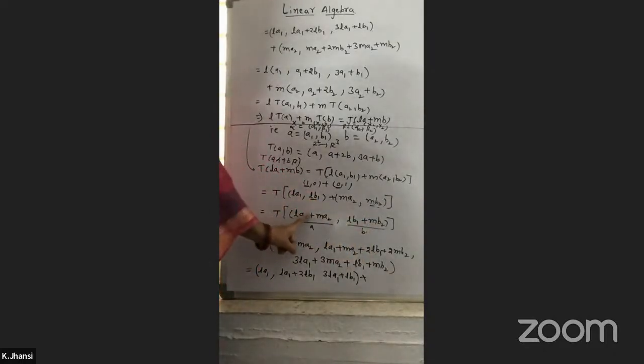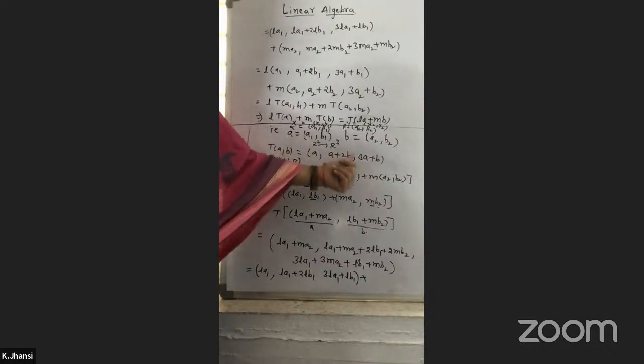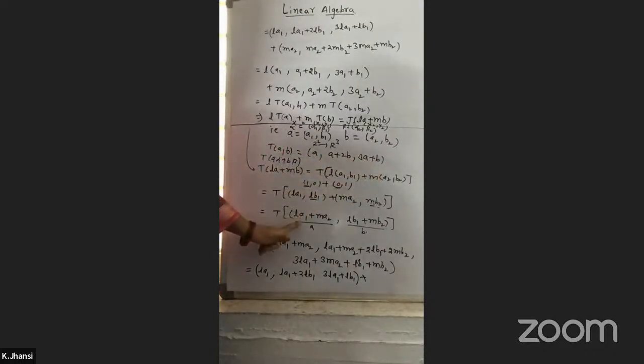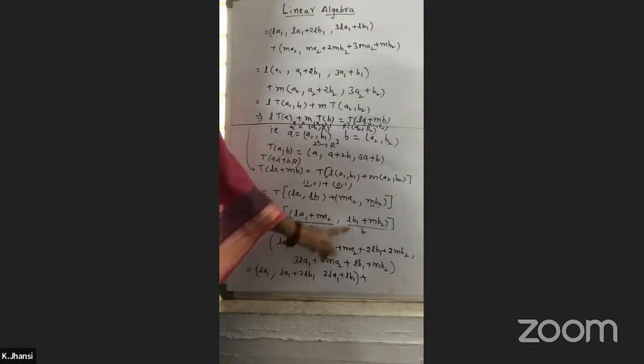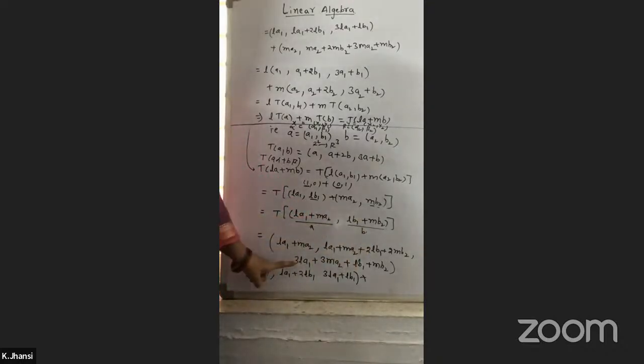So T of A comma B here is defined as A plus 2B comma 3A plus B. Our A is this one, B is this one. So LA1 plus MA2, A plus 2B. Next 3A plus B. Okay. So what you have to do is take all the like terms to one side.